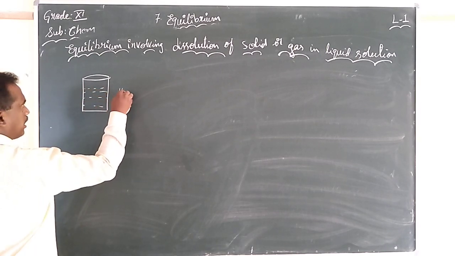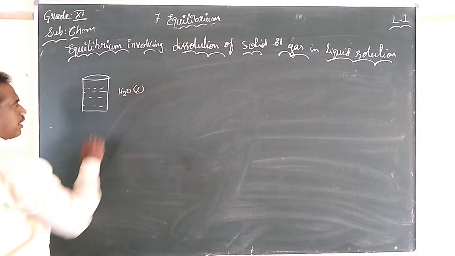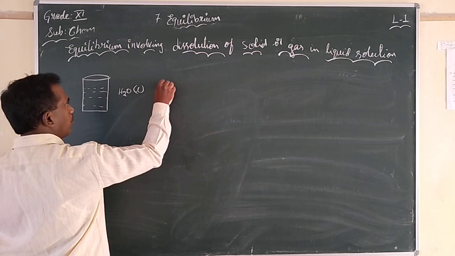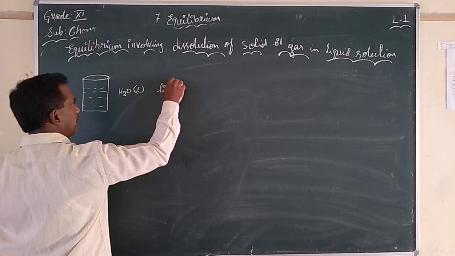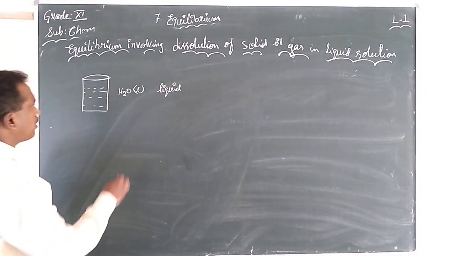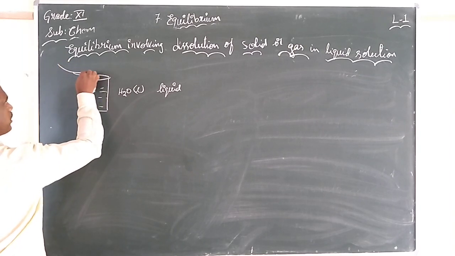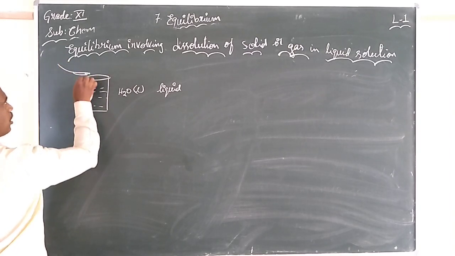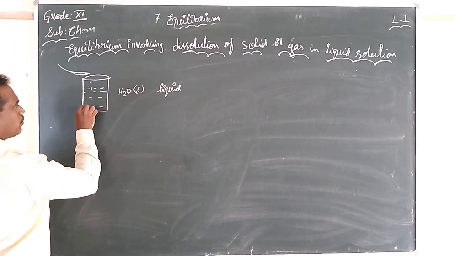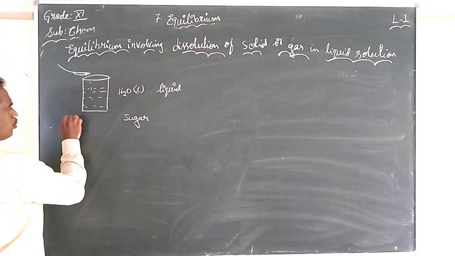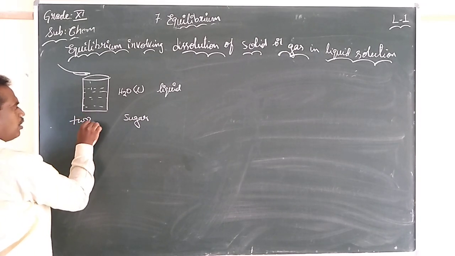So here we have the water. Right? I am calling this the liquid. Now in this glass of water, take 2 spoons of sugar. What are you going to take, children? 2 spoons of sugar. What are you adding, children? Sugar. 2 spoons of sugar.